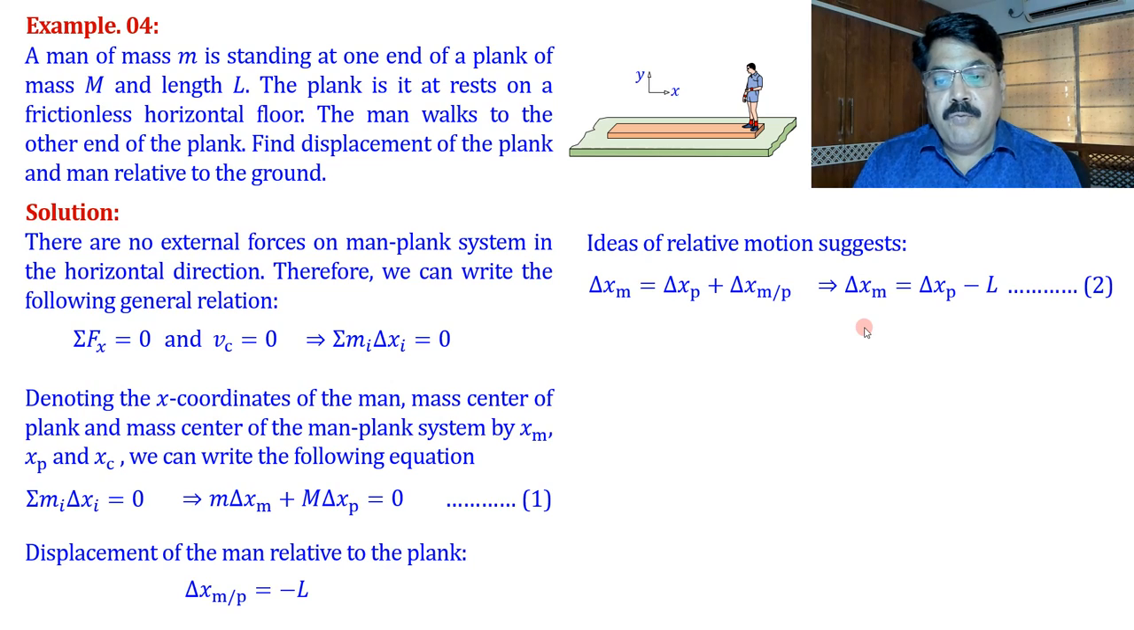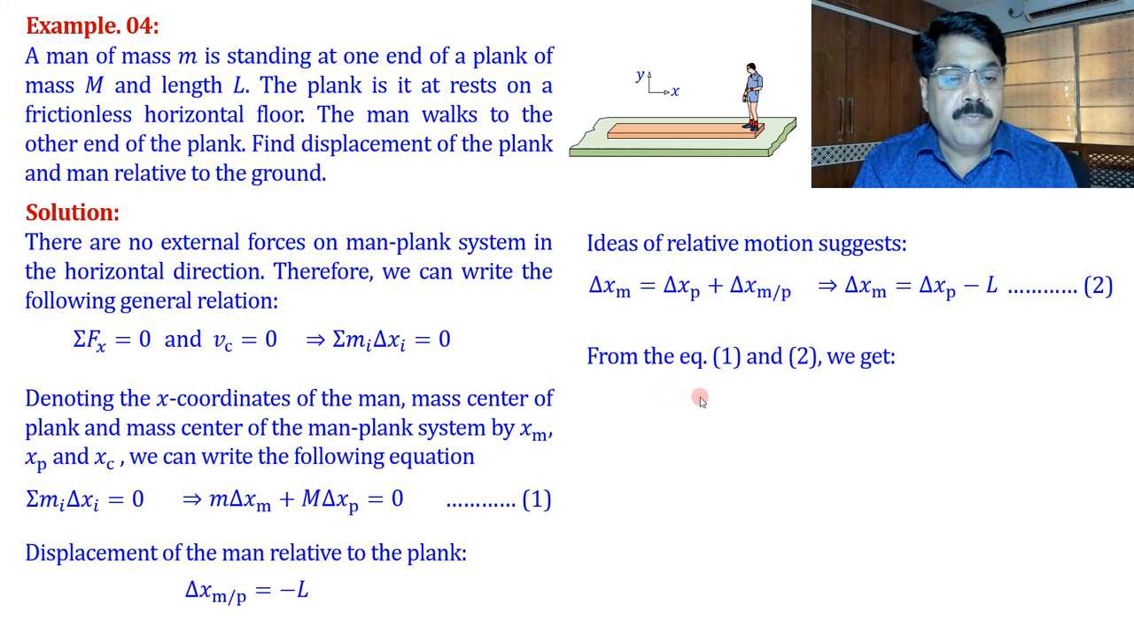Now we have two equations and two unknowns, delta xm and delta xp, and these are two independent equations. Now we can find the solution. So what do you do? We substitute delta xm here, so we'll get delta xp. Again, if you substitute delta xp, you will get delta xm. So let us see. From equations 1 and 2, we get the solution, which is not very difficult, and you can solve it.